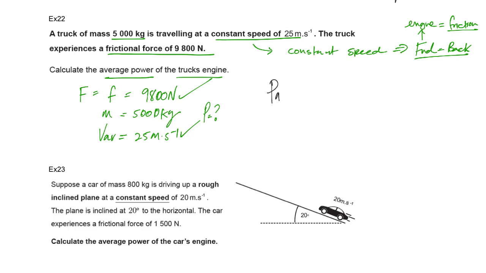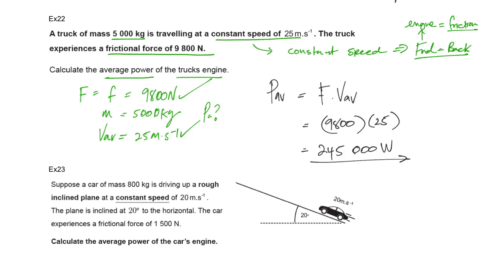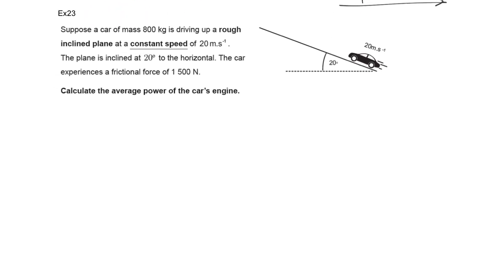And all I'm going to say is P_av is equal to F times v_av, and that gives me 9,800 multiplied by 25, which gives me 245,000 watts. Because it's a scalar, there doesn't need to be any direction. It can be just left at 245,000 watts. That's a basic example. Let's have a look at example 23 here.